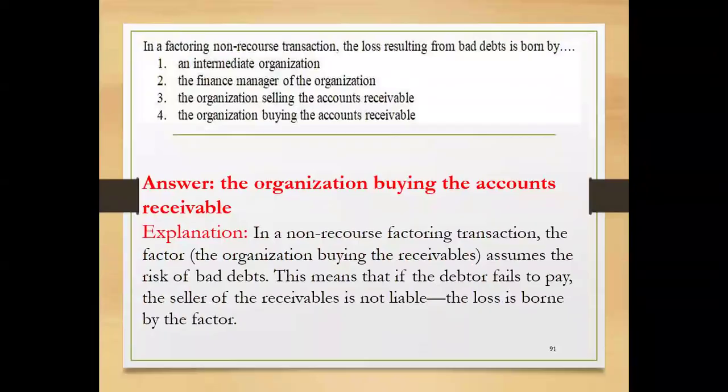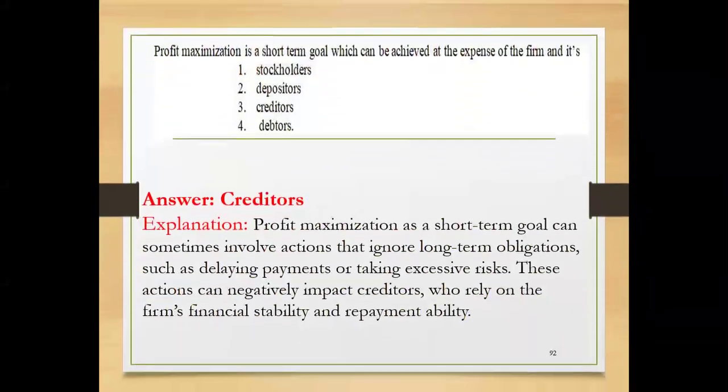In a factoring non-recourse transaction, the loss resulting from bad debts is borne by which party: an intermediate organization, finance manager of the organization, the organization selling accounts receivable, or the organization buying accounts receivable? The correct answer: the organization buying the accounts receivable assumes the risk of bad debts. This means if the debtor fails to pay, the seller of the receivable is not liable. The loss is borne by the factor himself.